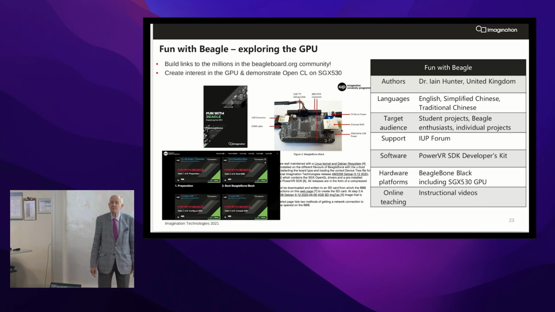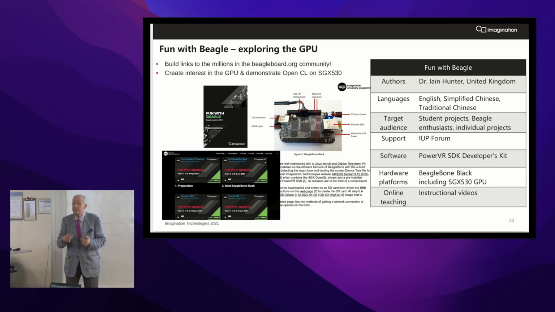We will do a Fun with Beagle 2 aimed at students and hobbyists, which will use that new BeagleBone, the BeagleBone AI 64, which has got what's called a Rogue class GPU. That means it runs full OpenCL. And we'll do a sort of self-study course on understanding OpenCL. And we're just discussing the content of that course at the moment.